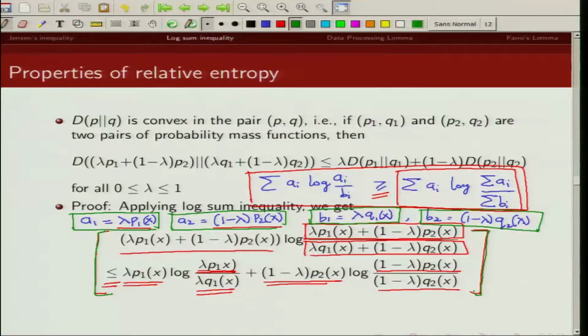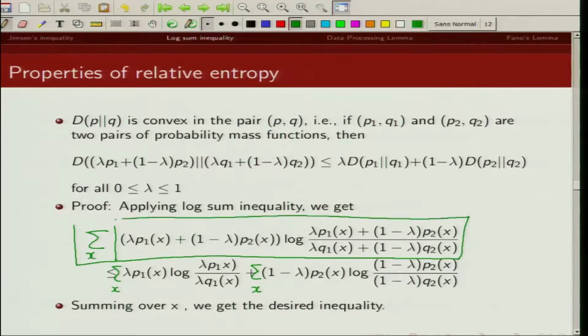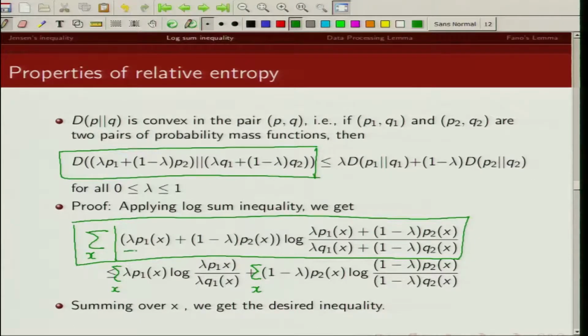Now, what is the next step? I sum it over all x. So what do I get here? You can think of a new probability, lambda p1(x) plus 1 minus lambda p2(x), and another new probability, lambda q1(x) plus 1 minus lambda q2(x). So the quantity on the left hand side is nothing but the divergence between this probability and this probability.